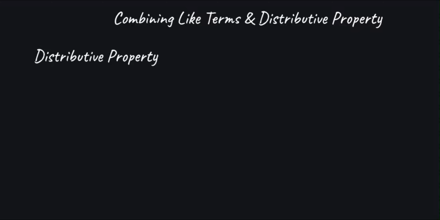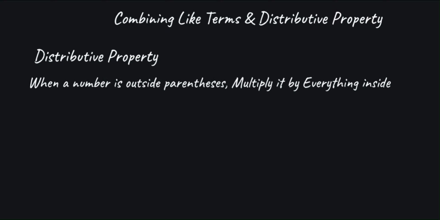Now we're going to look at the distributive property. What is the definition of distributive property? Distributive property is basically when a number is outside the parentheses, we multiply it by everything inside the parentheses. Let's get into some formulas just to understand what's actually going on. If we have A outside the parentheses, and B plus C in the parentheses, distributive property means that in order to open these parentheses and get rid of them, we have to multiply A times B and A times C, which gives us AB plus AC.